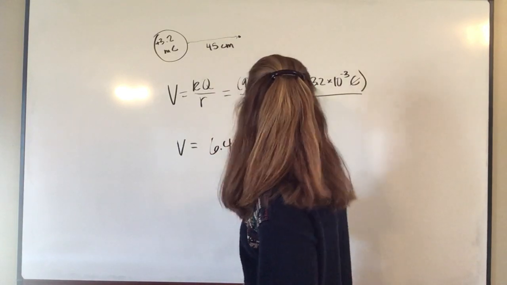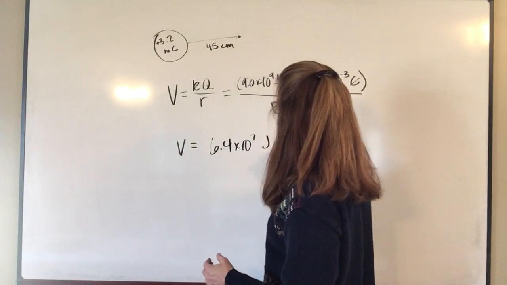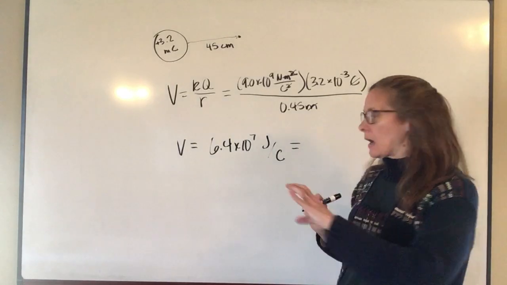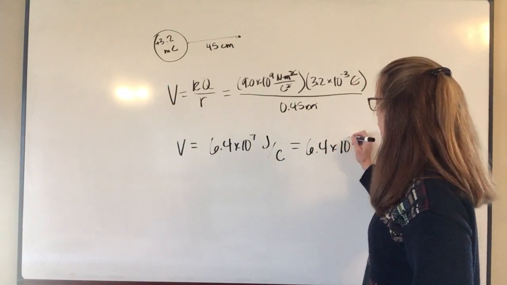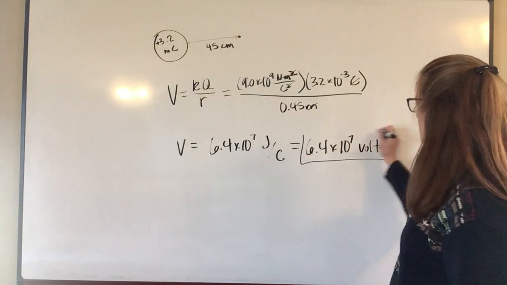And so the electric potential then at that point is going to be 6.4 times 10 to the 7th. And we said, what is a Newton meter per coulomb? Well, it's the same thing as a joule per coulomb. And the unit that we call a joule per coulomb is actually a volt. 6.4 times 10 to the 7 volts. So there's your final answer there.